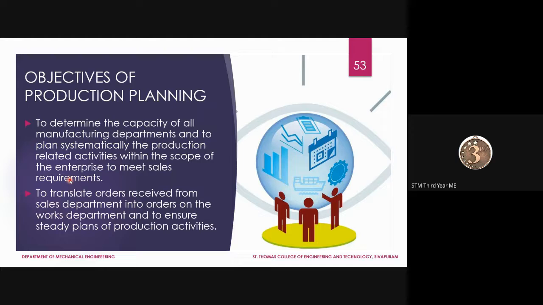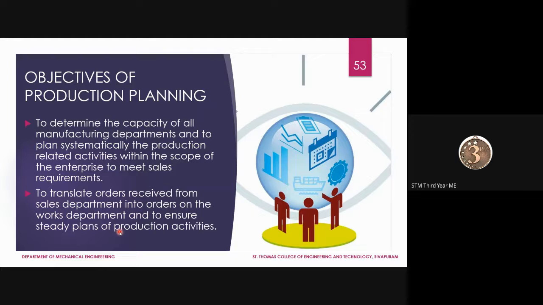The next one is to translate orders received from the sales department into orders on the work departments, and to ensure steady plans of production activities. So we are obtaining sales requirements, and on the basis of that we are translating the orders, increasing or decreasing the amount of work handled by each of the departments. During a production cycle there are many operations carried out, and many departments carry out various operations in the production of that particular product.